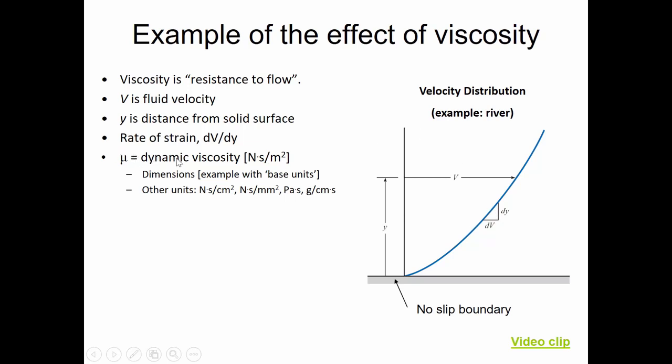Remember that dynamic viscosity, absolute viscosity, or just the phrase viscosity by itself, all mean the same thing, and we're using the variable mu for that. The units we're going to use most often are Newton seconds per meter squared. If you go to the back of your book in the appendix, it has those units for viscosity.